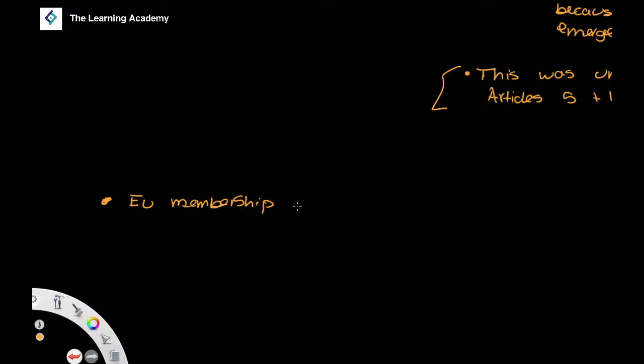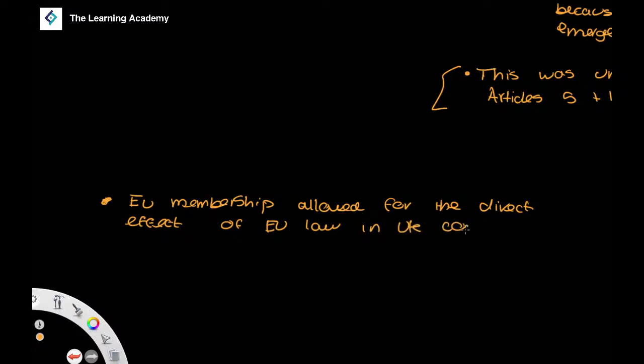So for example, we're going to talk about how EU membership allowed for the direct effect, notice I'm using the past tense as well, don't forget that, of EU law in UK courts. So a way in which the judiciary, to an extent, could have checked and has had the power to check the government and the parliament is through the application of EU law.